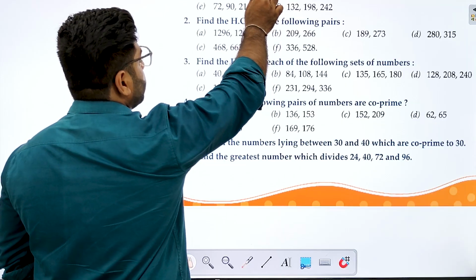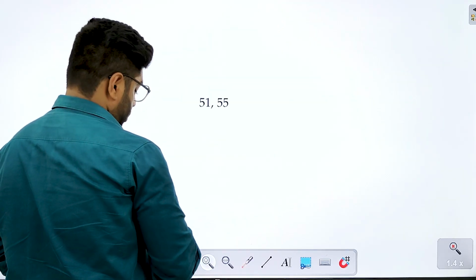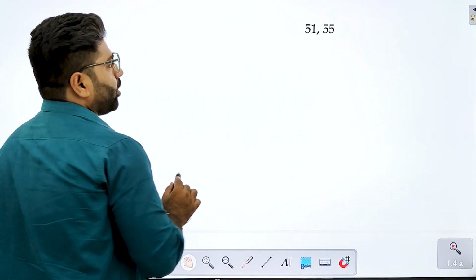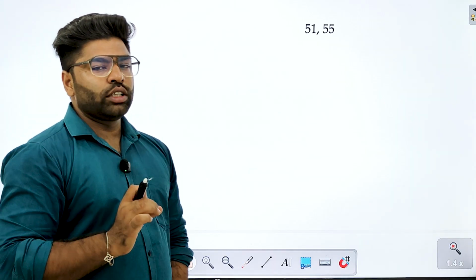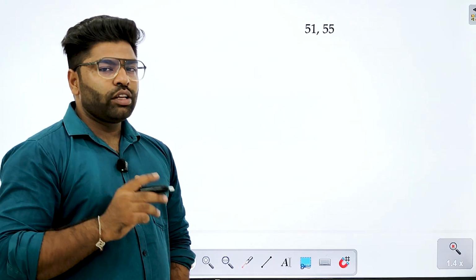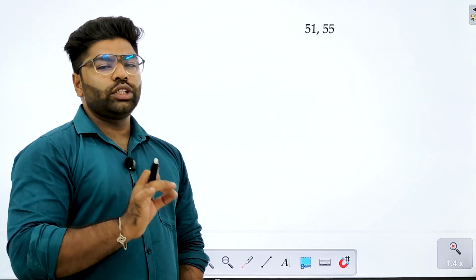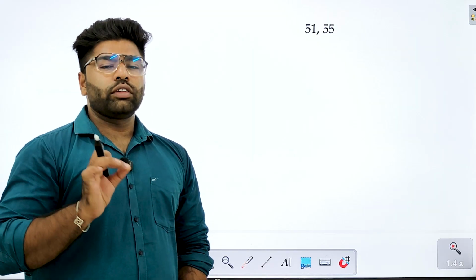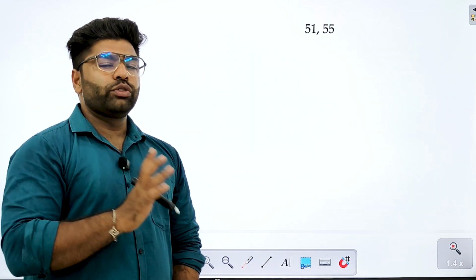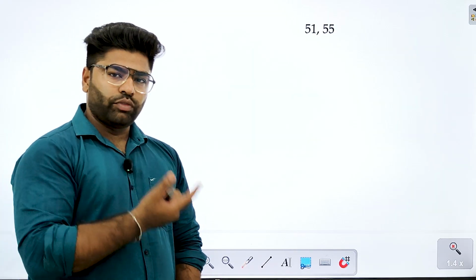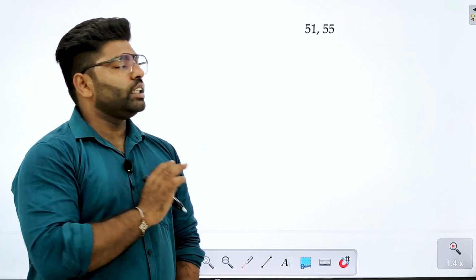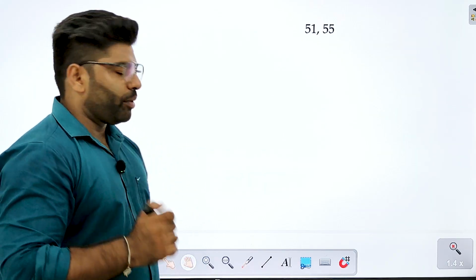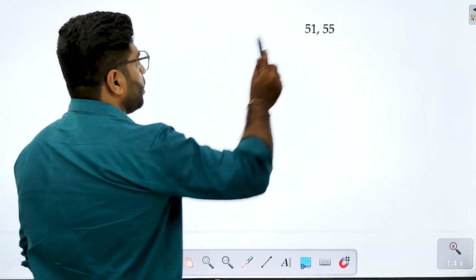So we have to find out that these two numbers are the co-primes or not. Okay. We have two numbers, just one is 51 and the second is 55. We have to find out that these two numbers have any common factor or not. If these two numbers have only one factor, that is 1, then we can say that these two numbers are the co-prime numbers. Okay, let's see.